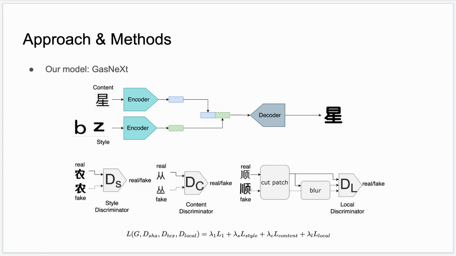Now we will talk about our model GasNeXt. Our architecture is very similar to that of FTransGAN, except that we added a third local discriminator, inspired by GasNeXt. This discriminator takes in the real and fake data and cuts them into random small patches, then blurs the images and tries to differentiate the real and fake ones. The advantage of adding this discriminator is to improve the knowledge of our model on detailed parts of the style, in addition to the style as a whole.